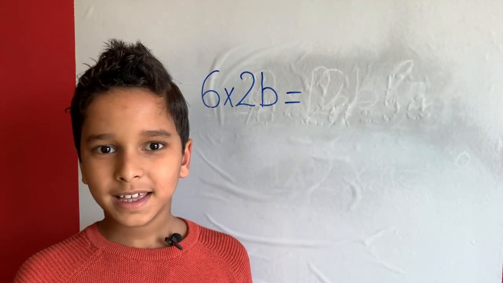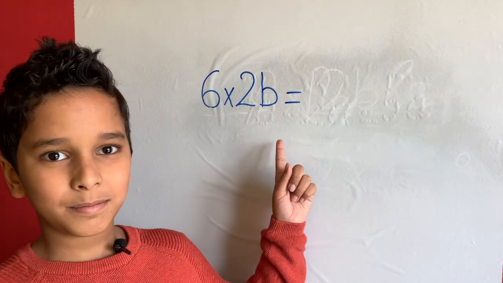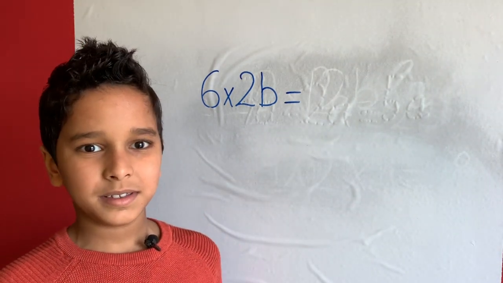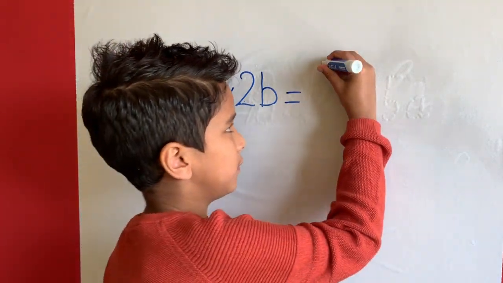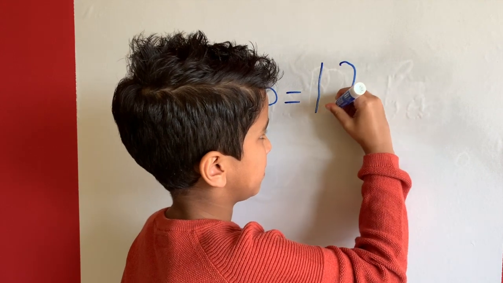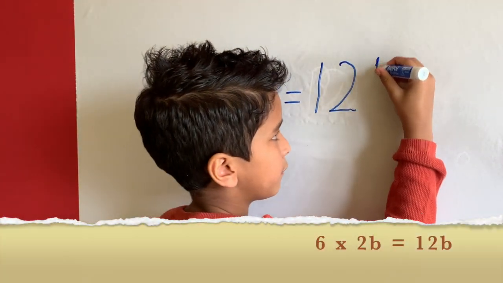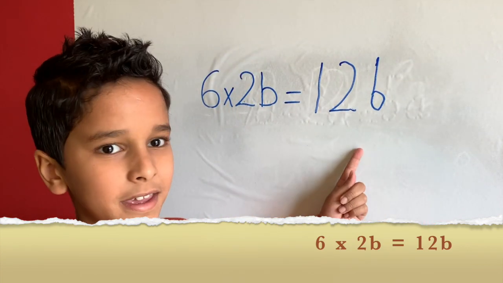Let's look at a third example. 6 times 2B. Start by multiplying the numbers. 6 times 2 equals 12 times B, which equals 12B. So the answer is 12B.